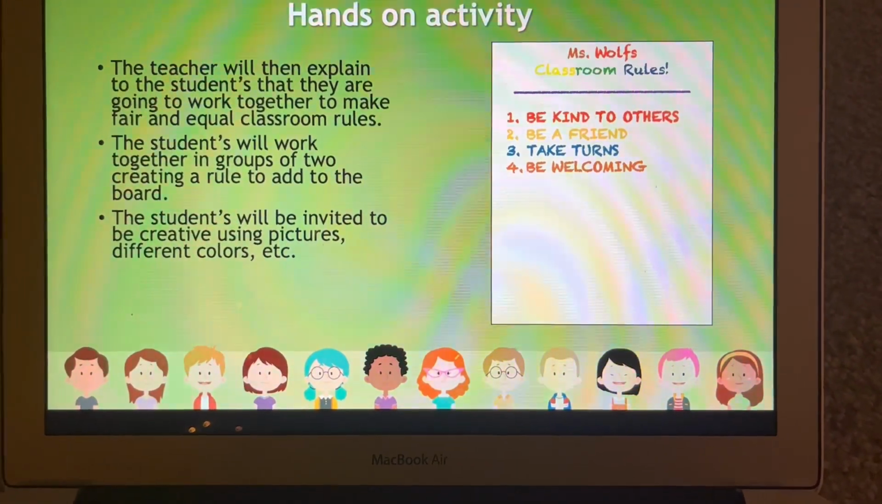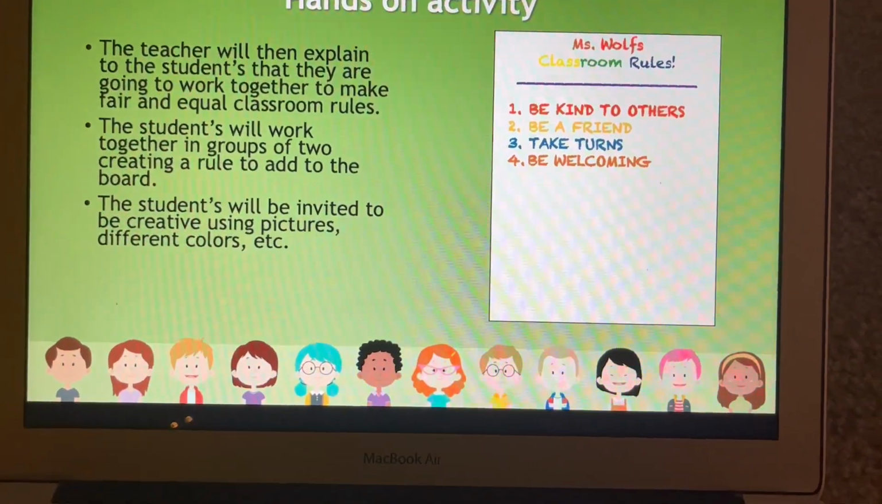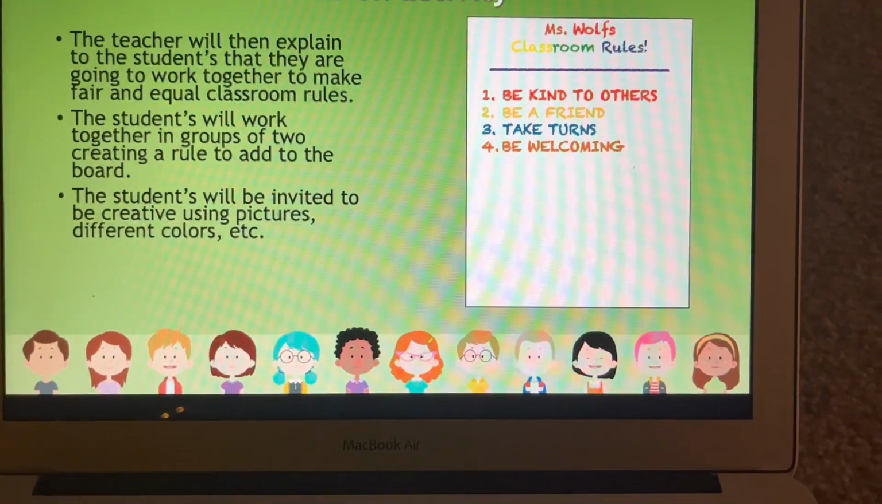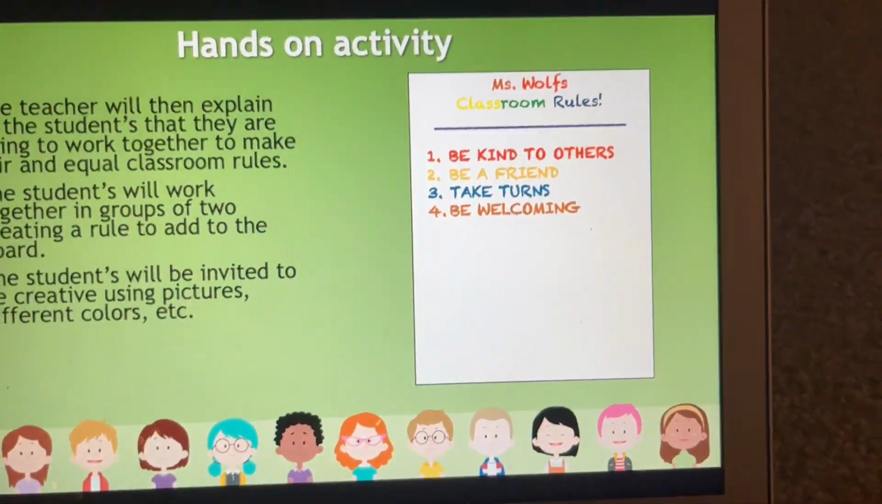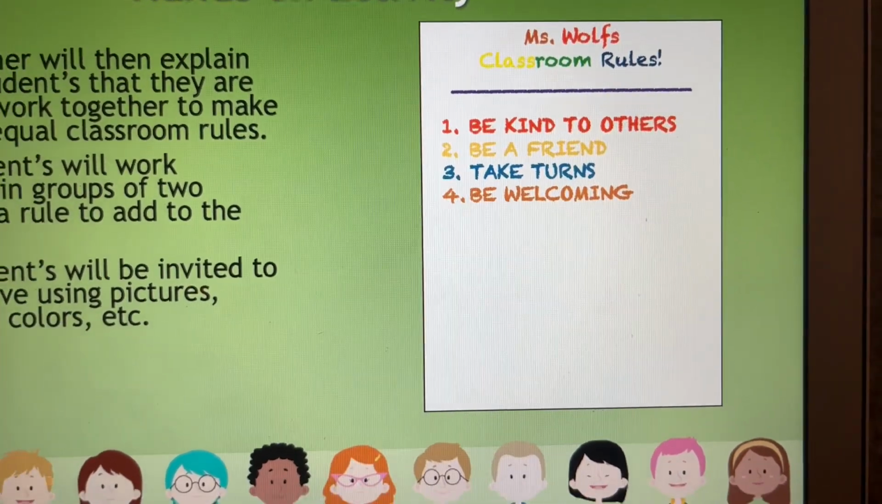They're invited to be so creative with this. They can do it in picture form, as long as it fits on the strip. They can do it in a sentence with different colors. And this is a visual that I made to show what it would look like.